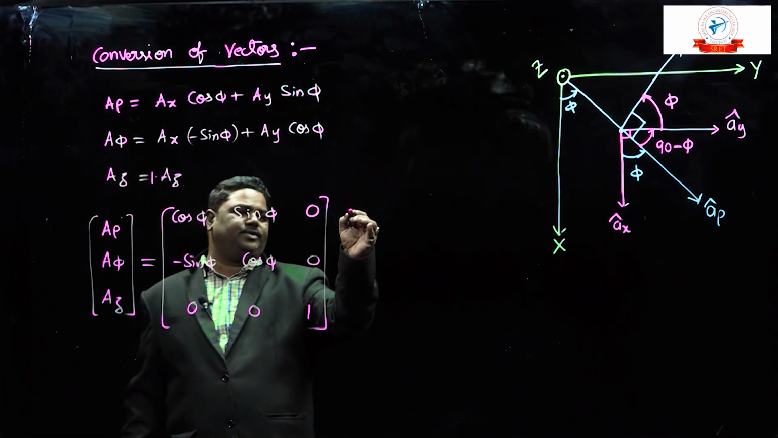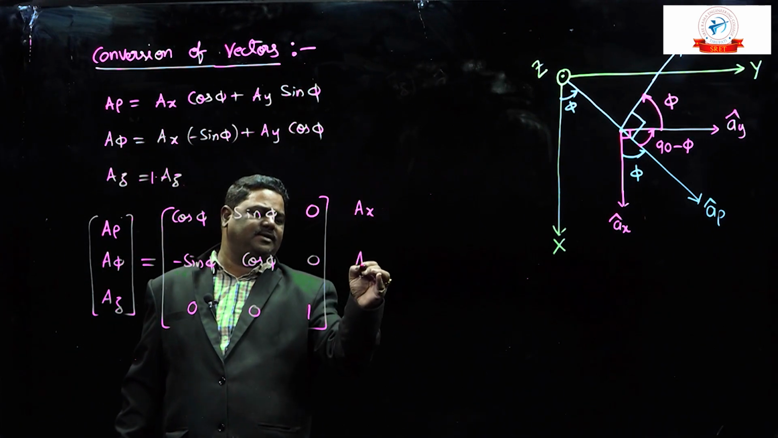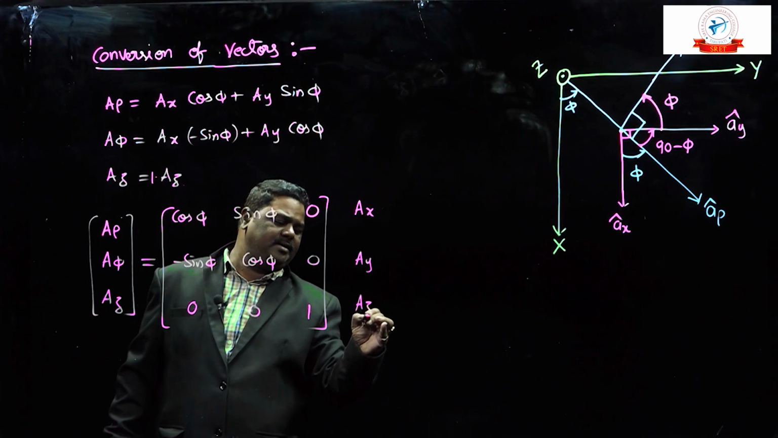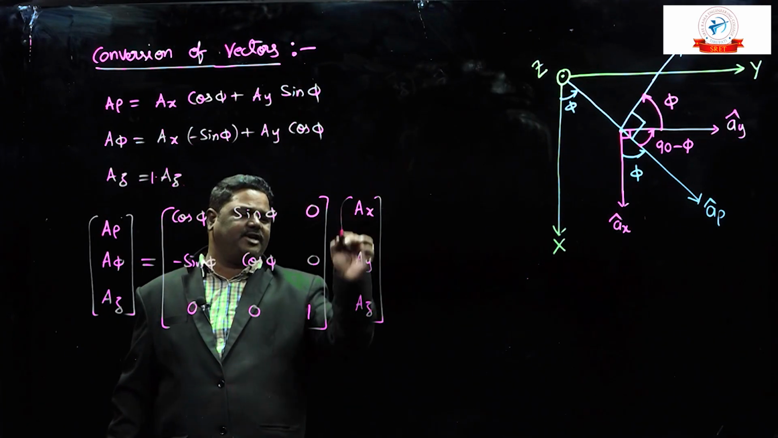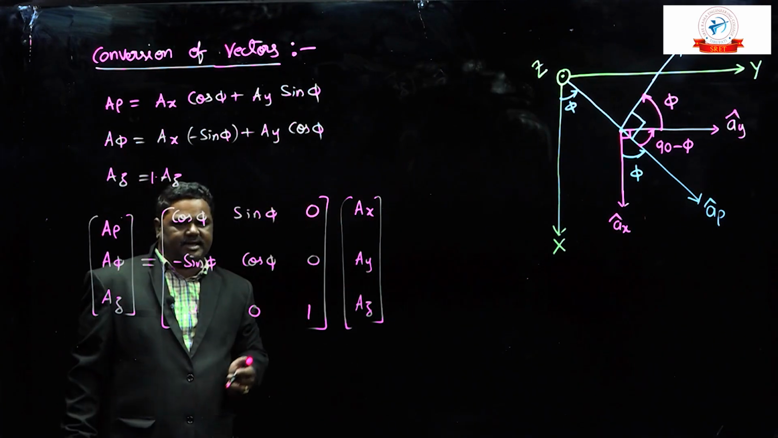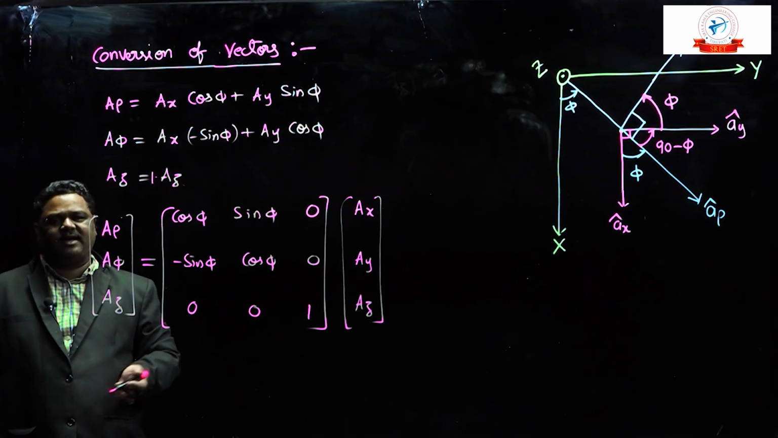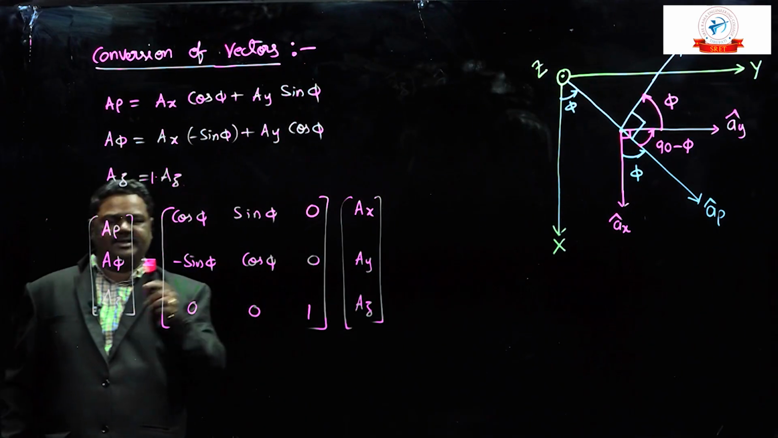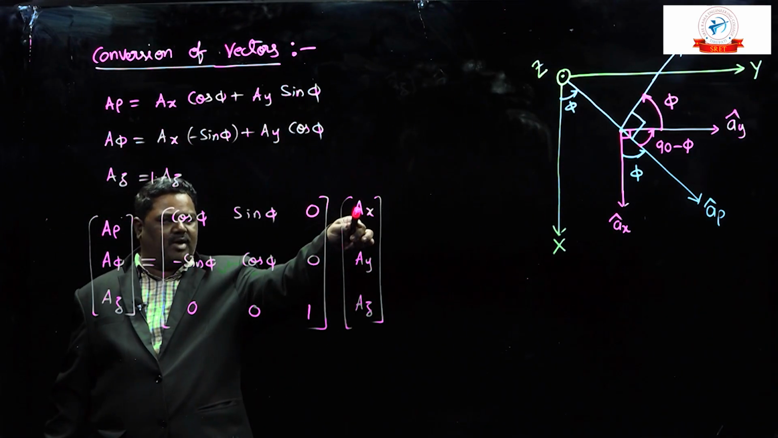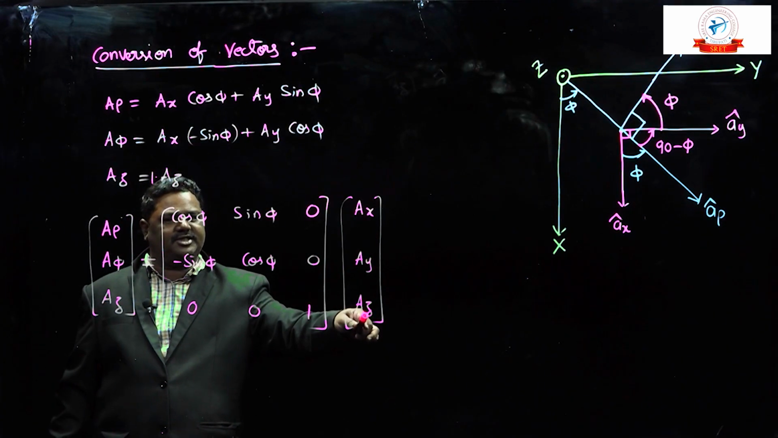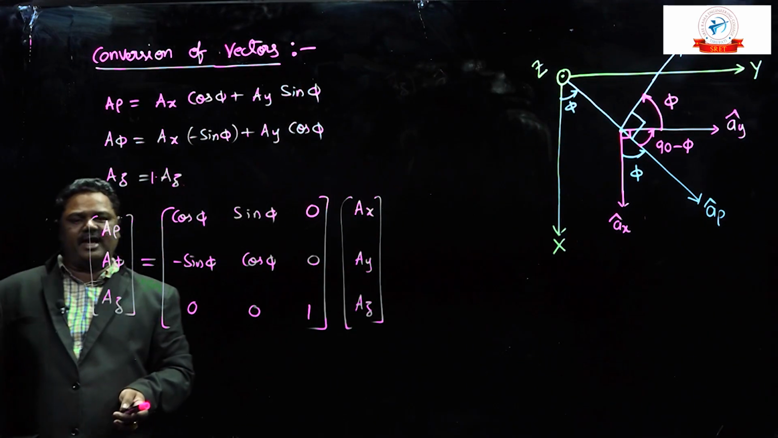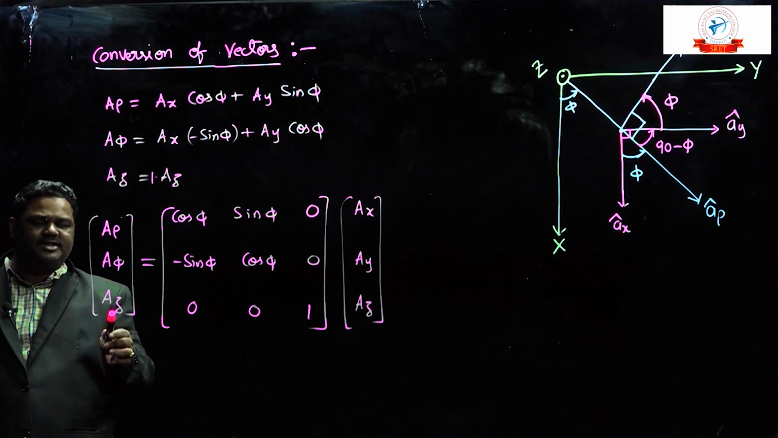So we have the components ax, ay, az, that is the x, y, z components. This is called the conversion of a vector from Cartesian to cylindrical. If we substitute the components of a Cartesian vector, we are going to obtain the components of the cylindrical vector.